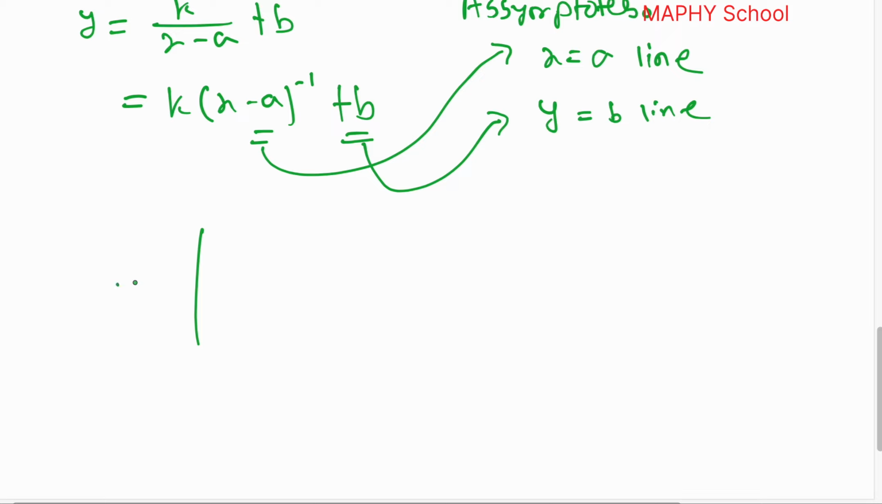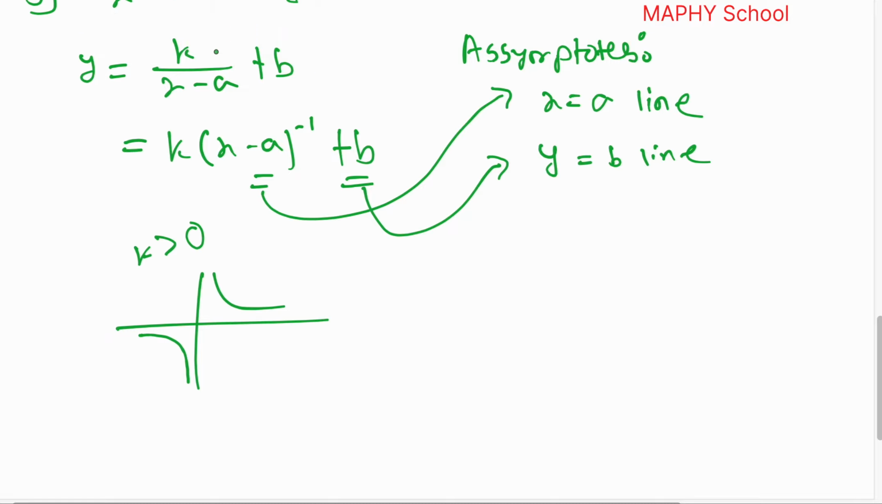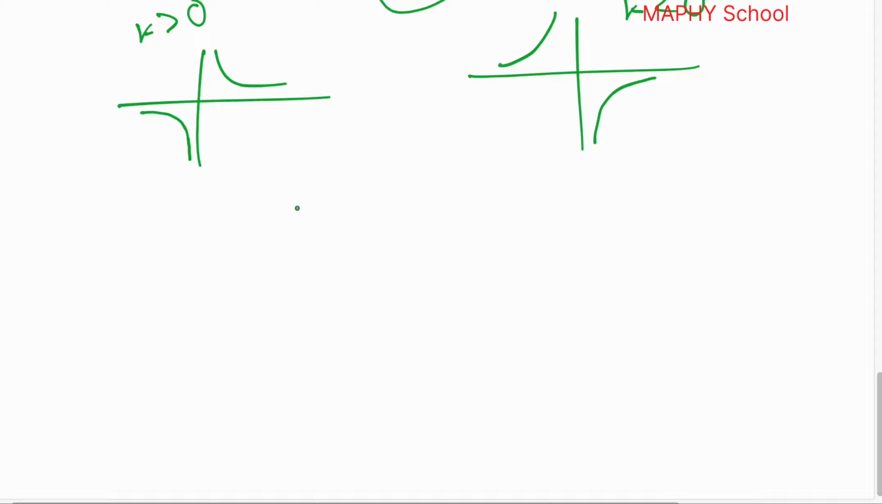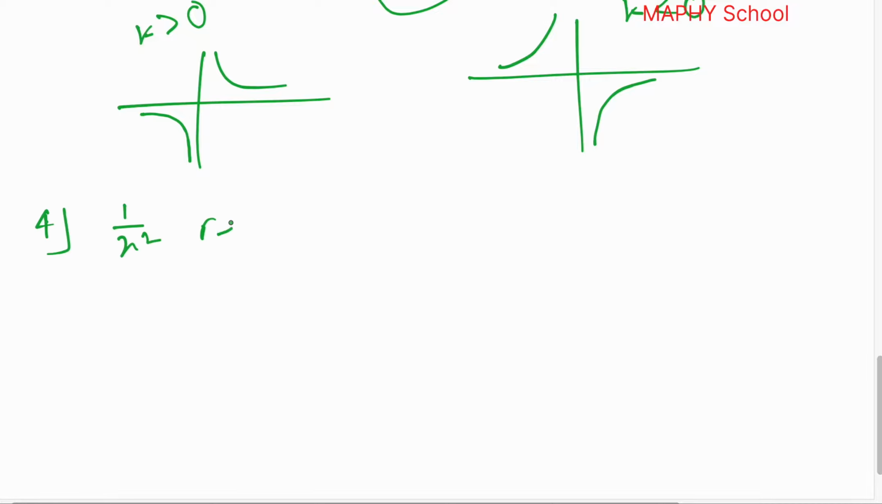This will be the type 1 curve when the coefficient k is greater than 0, positive, and when k is negative, it would be like this, k is less than 0. Okay, then we can go for the 1 by x squared related curve.